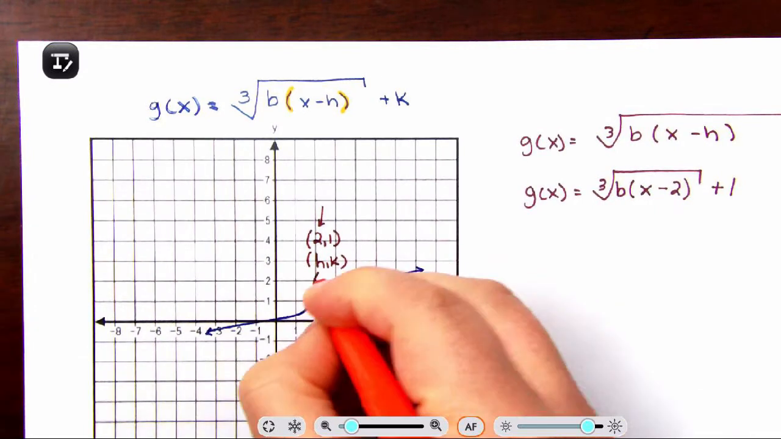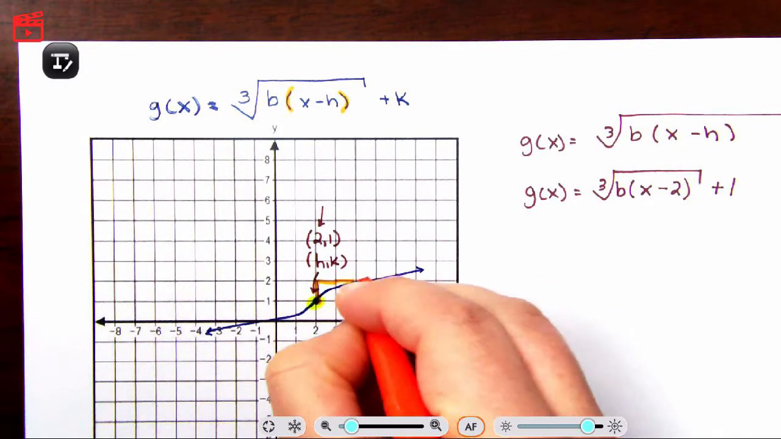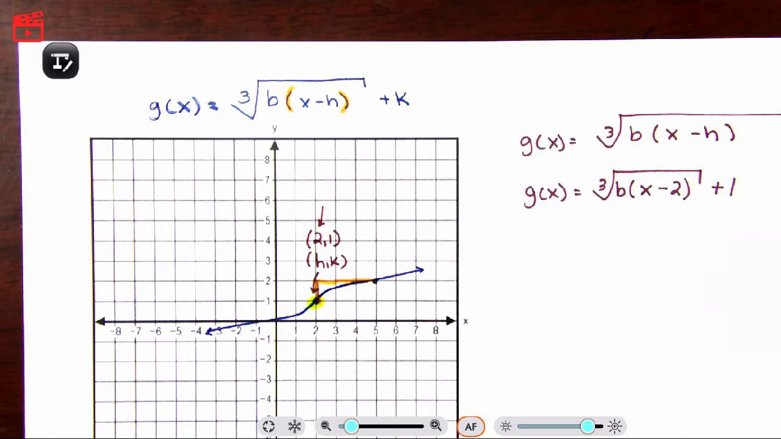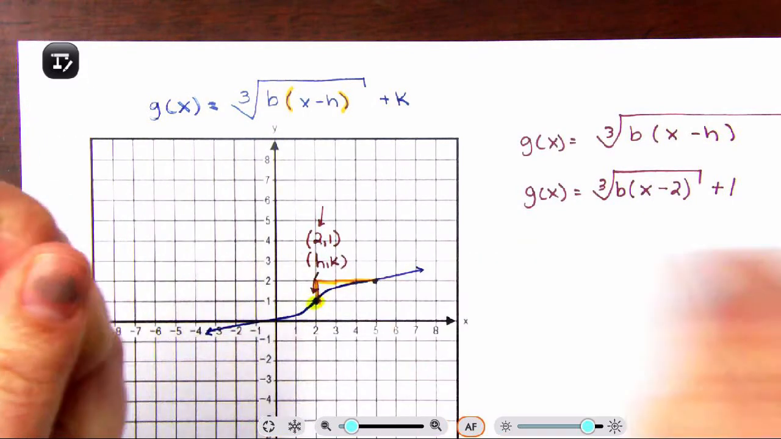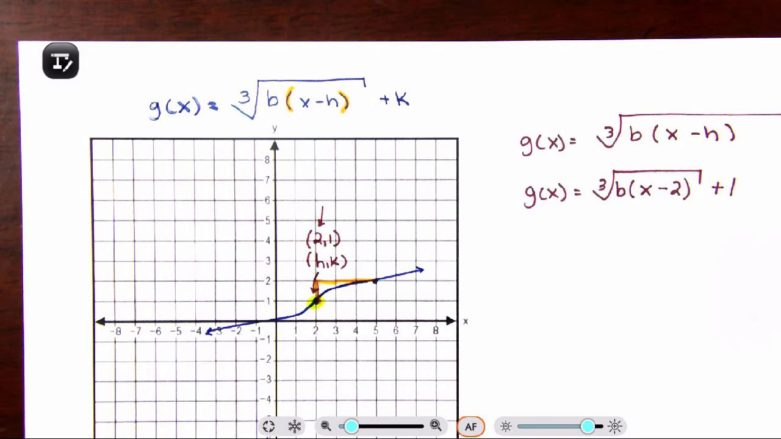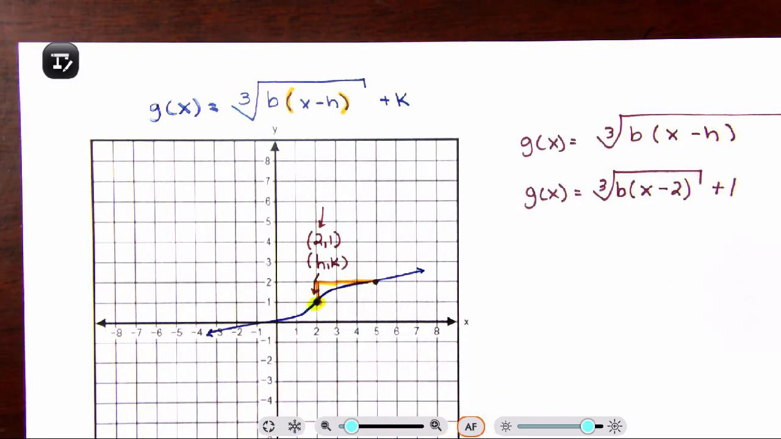You go up 1, over 1, 2, 3. Up 1, over 3. So that means I stretched it out 3 jumps to the right, right? You stretch it out that way from our point of symmetry. So that means there's a horizontal stretch. That means B has to be a fraction. So if I stretch this out 3, that means for B, it has to be 1/3.